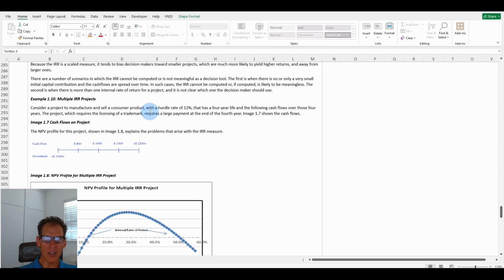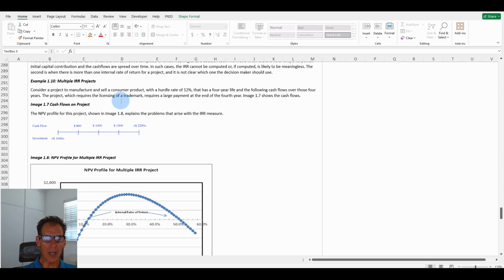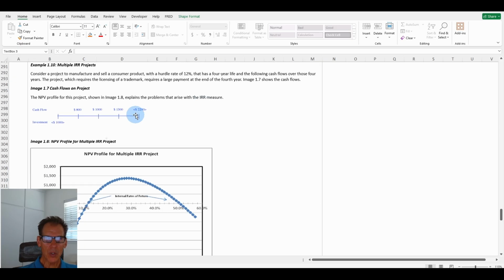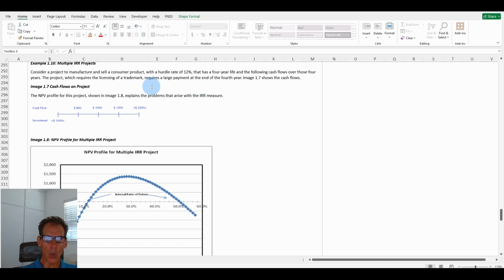The second is when there is more than one internal rate of return for a project and it is not clear which one the decision maker should choose. Multiple IRRs. Consider a project to manufacture and sell a consumer product with a hurdle rate of 12% that has a 4-year life and the following cash flows over those 4 years. The project, which requires the licensing of a trademark, requires a large payment at the end of the 4th year. Image 1.7 shows the cash flows. So we have an initial negative million, positive 8, positive 1,000, positive 13, and negative 2,200.